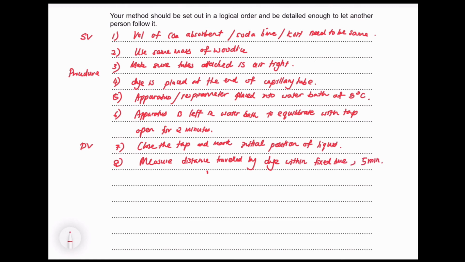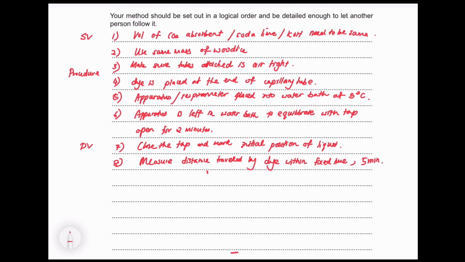Sometimes, if you're not very sure with the value to propose, you can just mention within a fixed time or with a fixed volume, as we wouldn't know what is the apparatus that they're using or is not shown in the diagram. Therefore, you're not expected to know the amount or the volume to prepare.